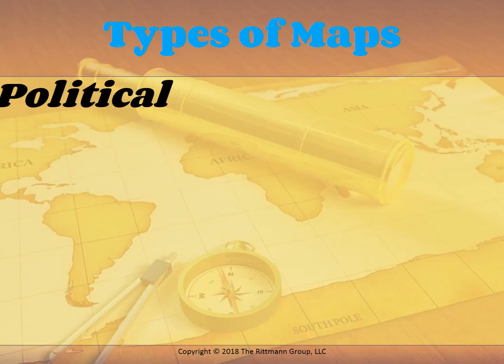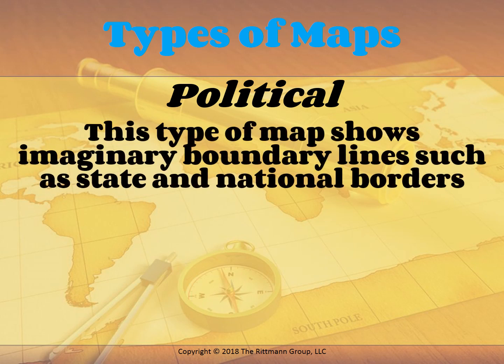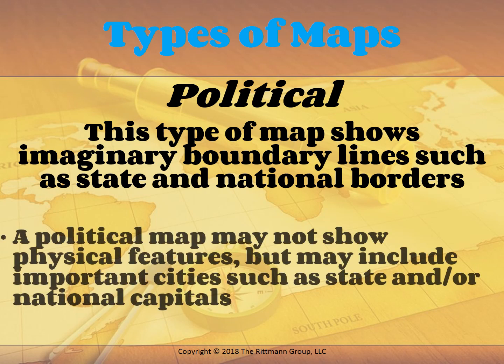A second type of map is a political map. A political map shows imaginary boundary lines such as state and national borders. A political map may not show physical features, but may include important cities such as state and/or national capitals.